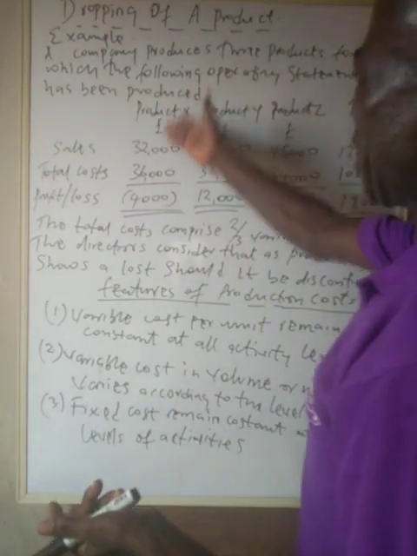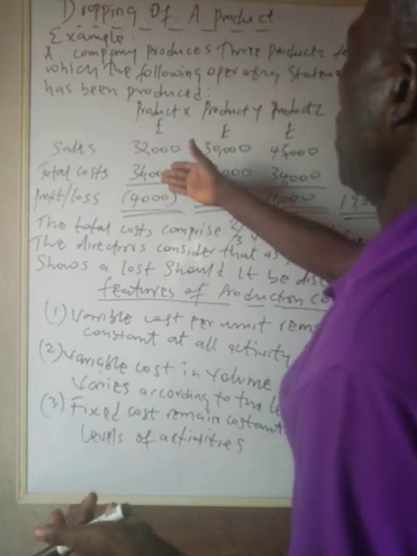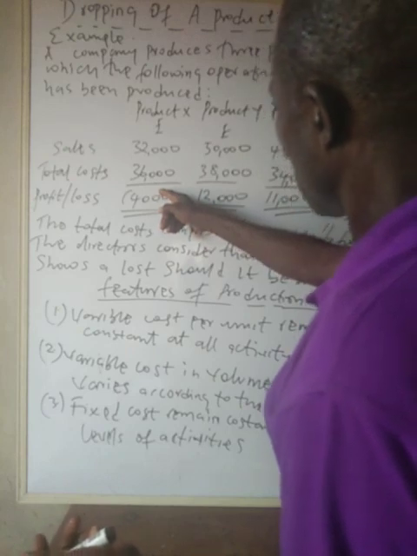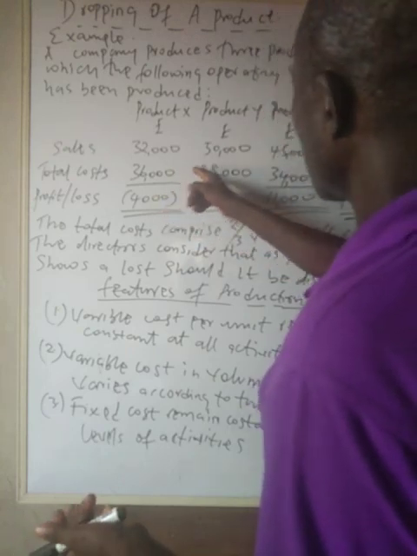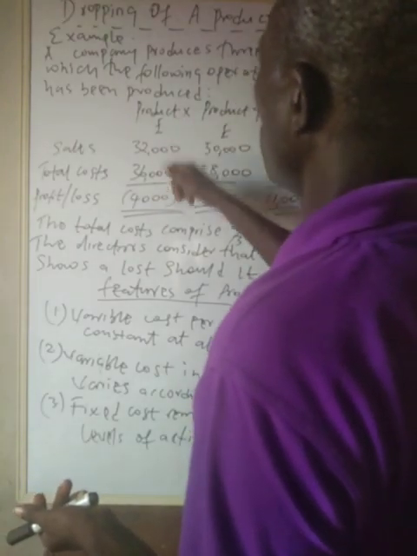So, dropping product S simply because it gives a loss does not reduce our fixed cost. The fixed cost still remains the same. So, this company should not discontinue product X.